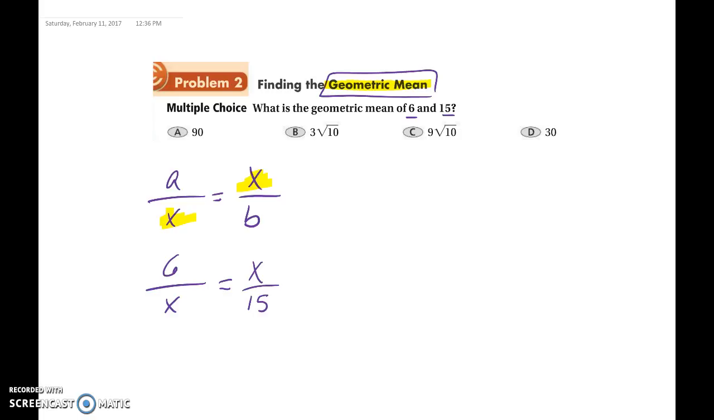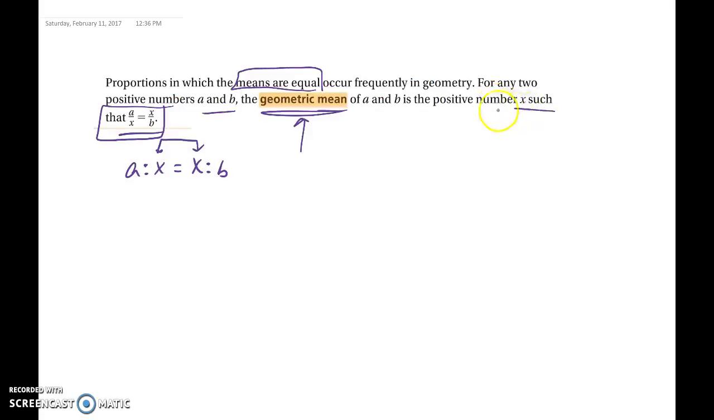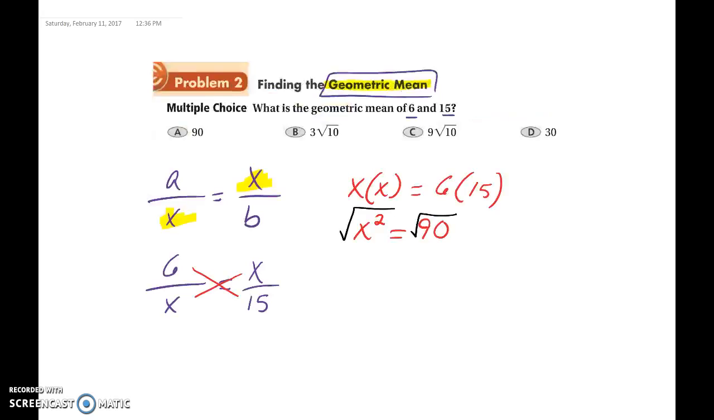So then we'll cross multiply. So then we'll have 6 times 15 and X times X. So X times X is equal to 6 times 15. So X squared is equal to 90. And then we will take the square root of each side. Now, I know that this page here said it is the positive number X. I still want you guys to get in the habit of solving things correctly algebraically. So X is then equal to plus or minus the square root of 90.